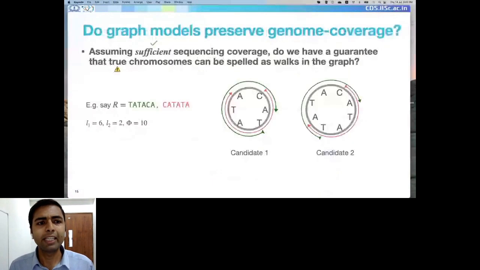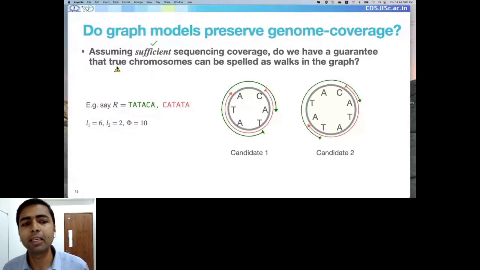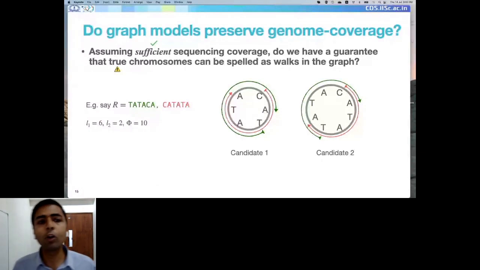Right? So now the definition of sufficient sequencing coverage is defined, but still this question falls short of being a well-formulated problem, because we have still not defined what true chromosomes mean. We would like to ensure that the true chromosomes can be spelled as walks in the graph, but how do we define these true chromosomes? Because the input to our problem is the read set, and we don't know these chromosomes a priori.